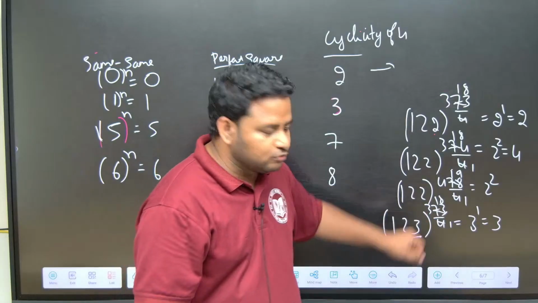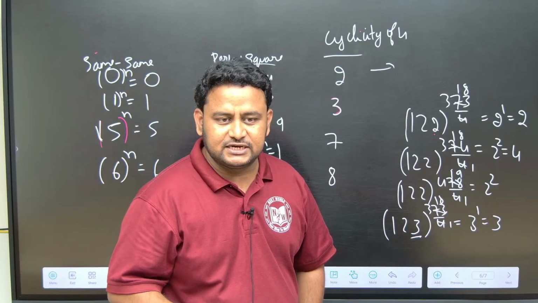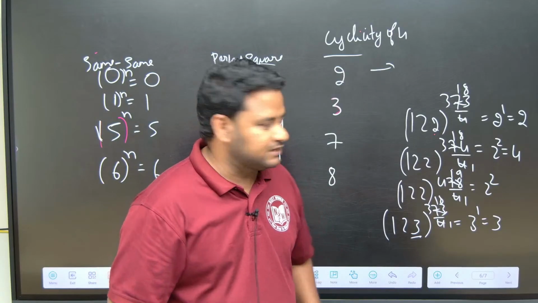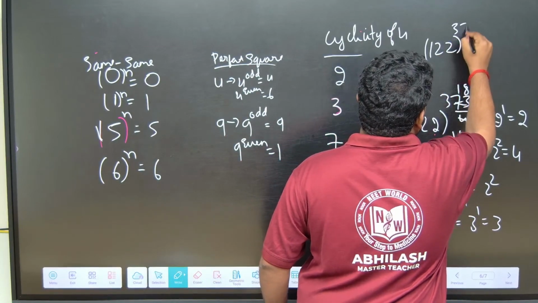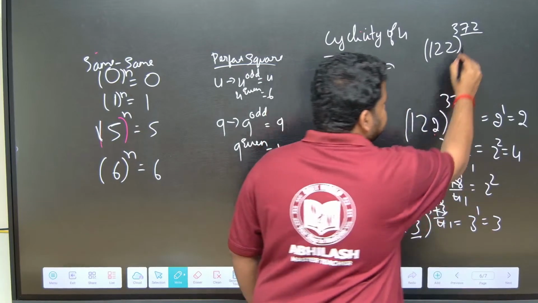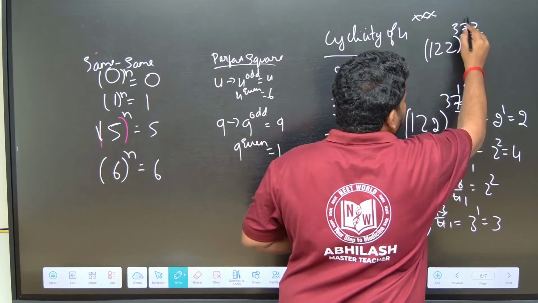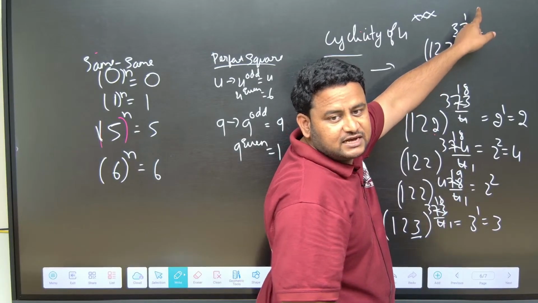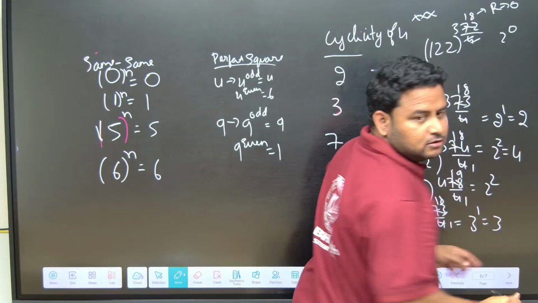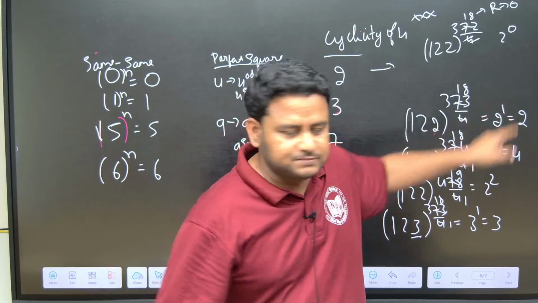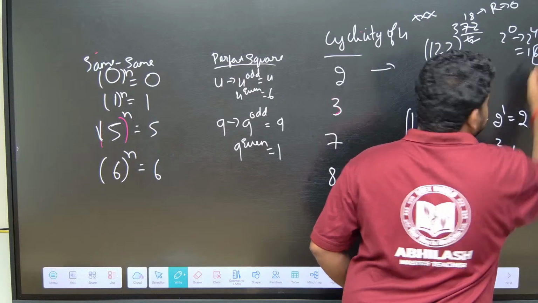But sometimes when you do this, you may get the remainder 0 itself. That time should you take remainder as 0? No. That time you should take remainder as 4. Suppose here 122 to the power of 372. Now if I divide by 4, focus here, very important. 4 1s are 4, 3 is left, 32, 4 8s are 32. What is the remainder? 0. So what should you do? Should you take 2 to the power of 0? No. You have to take it as 2 to the power of 4. 2 to the power of 4 is 16. So the unit digit is 6.